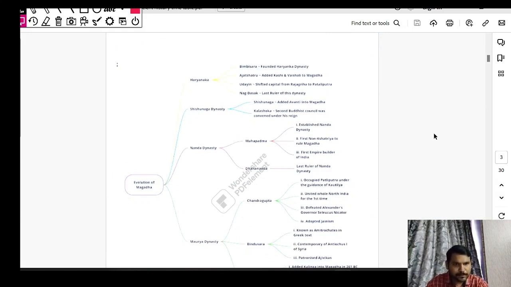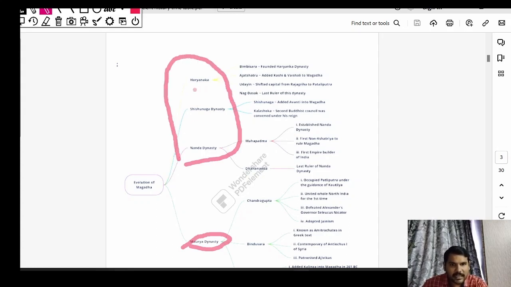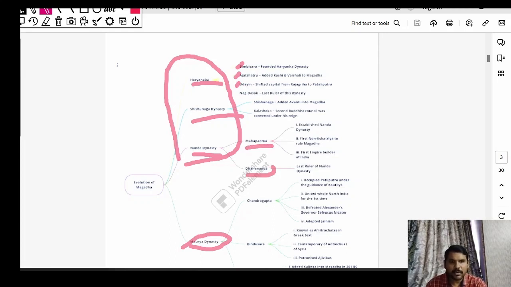Here you can see, before the Maurya dynasty, you have the Magadha dynasty: the Haryanka dynasty, the Shishunaga dynasty, followed by the Nanda dynasty. These are the prominent Magadha rulers: Bimbisara, Ajatashatru, Udayin. We will look at this in depth in the Magadha Empire lecture. Today let us focus on the Maurya Empire. As I said, the Nanda dynasty is the last dynasty of the Magadha Empire. We have Mahapadma Nanda, who is the founder, and the last important ruler is Dhanananda.